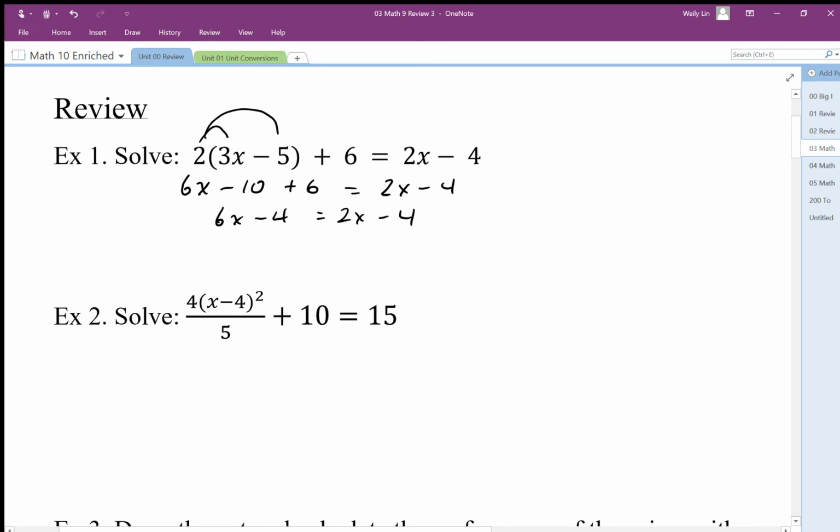Now it looks like the 4's cancel out. So that means that if I subtract 2x from both sides, I get 4x equals 0. And that means x is equal to 0. Now that being a strange result, I just want to check it. And I can always check it by plugging it back in.